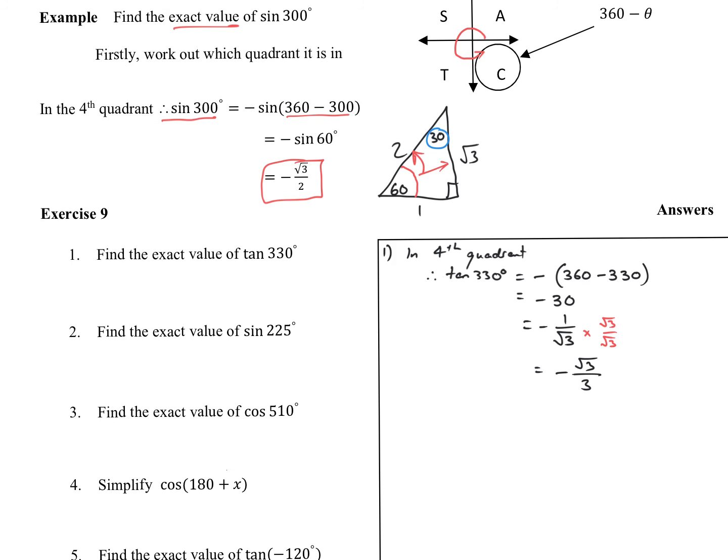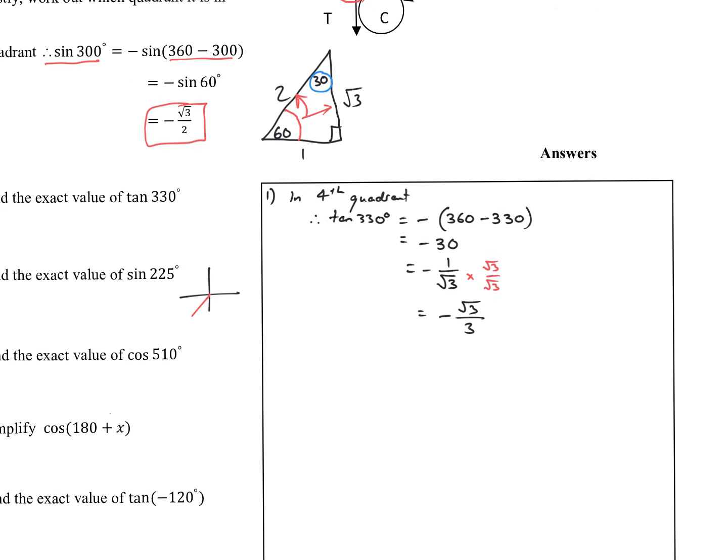Question 2, find the exact value of sine 225 degrees. So think to yourself, 225 degrees, which quadrant is that going to be in? It's going to be in the third one, because it's more than 180 and less than 270. Sine is going to be positive or negative? Negative, because we're in the third quadrant.